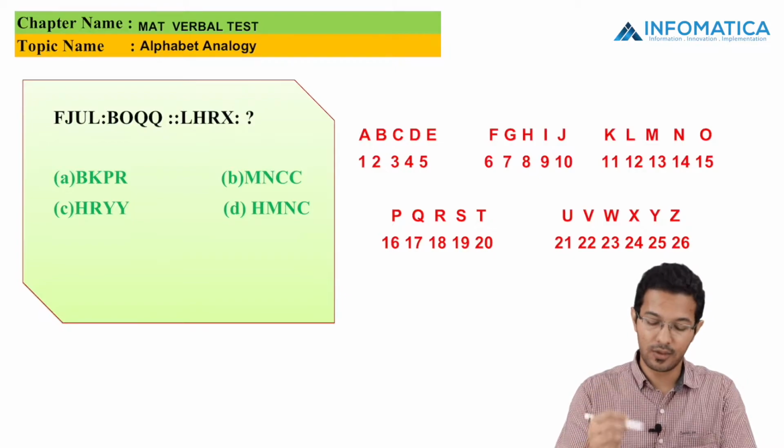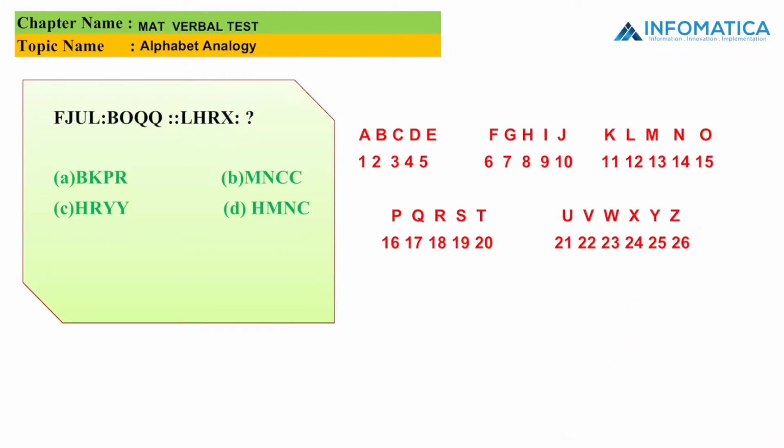So F is related to B. F is on number 6 and I am going 1, 2, 3, 4 steps back, which is minus 4. So here I will write minus 4. J is related to O.